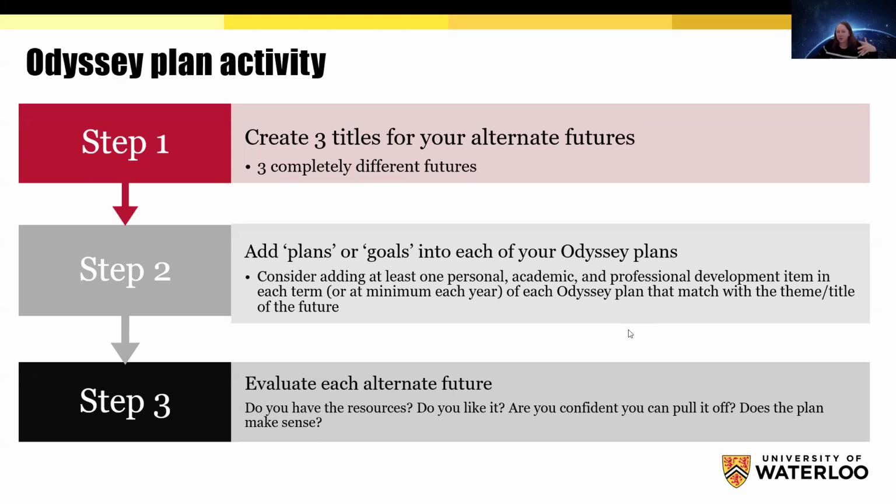Again, if you're a master's student, maybe treat it as term by term. If you're a PhD student, maybe treat it year by year. And we'll come back in about 10 minutes. So here are the steps right on the screen as well. In step 1, we're creating those titles, we're adding those goals and plans and things we want to do to work towards that future. And then you're thinking about being reflective of it and evaluating it. So I will turn this off and I'll let you chip away and I'll let you know when to come back.